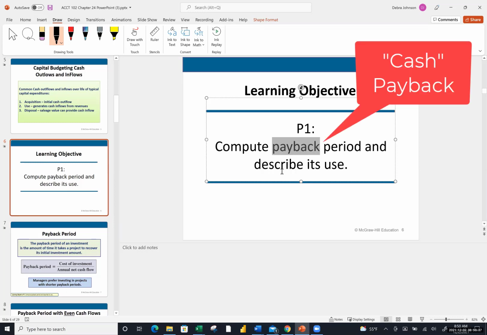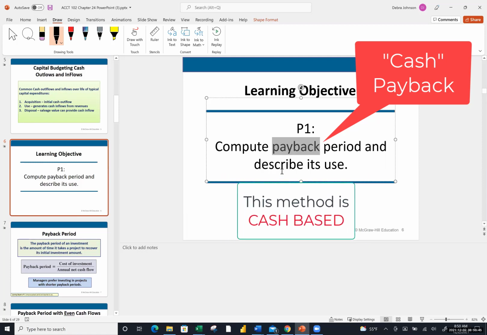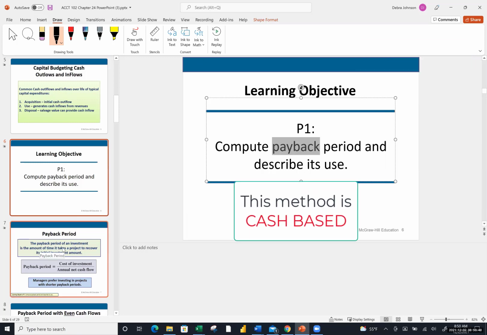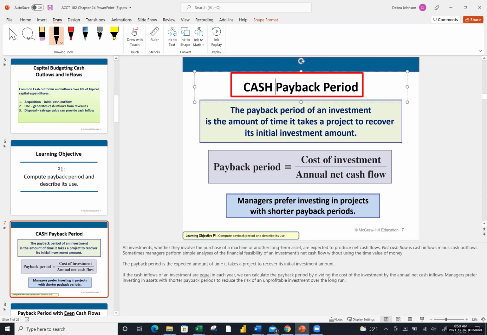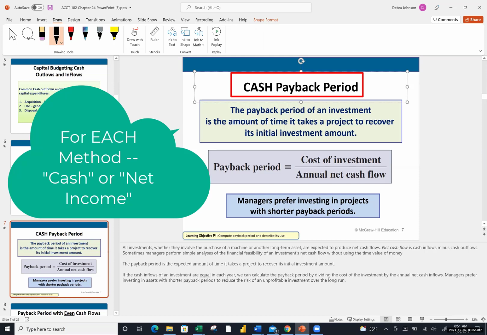I keep referring to it on purpose as the cash payback because that will help remind you that the payback looks at cash. So what we're going to be calculating is what your author refers to as the payback period. You're going to see me also call it cash payback. That will help you on the test remember what we're looking at, because out of these four methods, it will either be looking at cash flow or it will be looking at net income. There is a difference between the two. This method specifically focuses on cash, and so I want that in your notes.